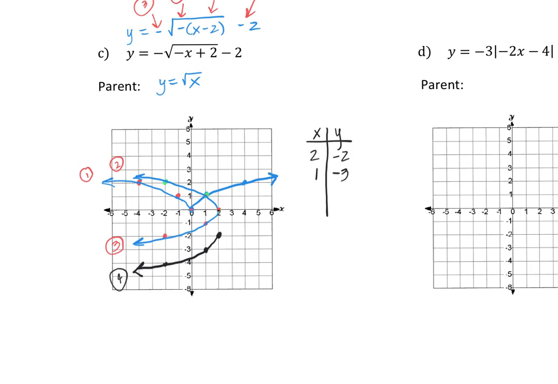The last one I'll check is -2 for x. I should get a -4 for y. So I put in -2 for x, a negative makes it a +2, so I get square root of 4, which becomes 2. Negative on the outside means -2 minus 2 is -4. And it all checks out.